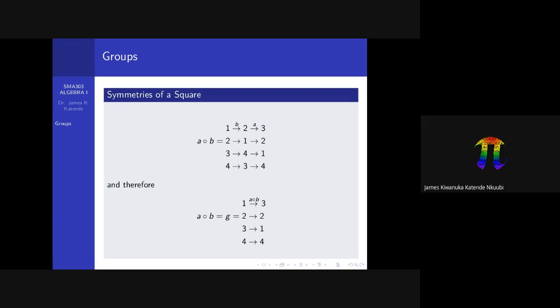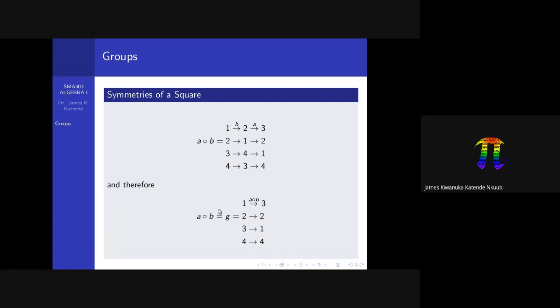So here is one composition. If you get the composition of A and B, it simply means B will act first, followed by A. And when you work it out, you end up with G. Remember, G was the diagonal reflection. I think it was going through 4 and 2, the diagonal going through 4 and 2, which leaves 2 fixed and 4 fixed, but interchanges 3 and 1. So that's G. When you compose A and B, you end up with G. You eventually have 1 going to 3, 2 going to 2, 3 going to 1, and 4 going to 4.